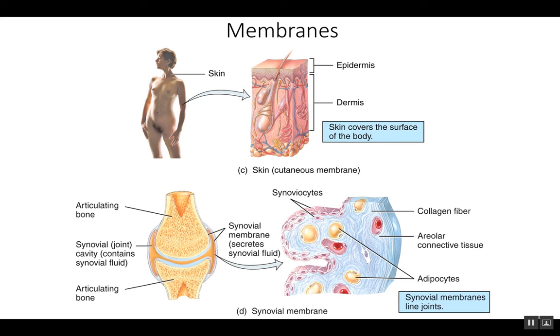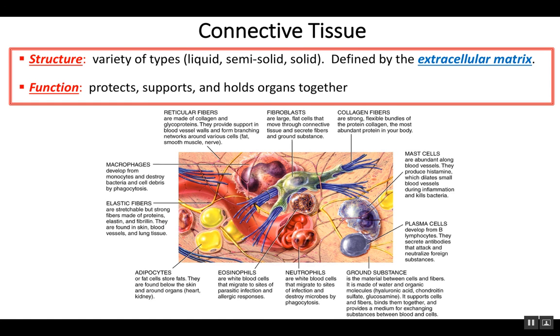There's also the cutaneous membrane, which is your skin. And then there are synovial membranes. Synovial membranes are found in certain joints called synovial joints. The big difference between synovial membranes and the other 3 is synovial membranes are not epithelial tissue. They are actually connective tissue membranes. The next video, we will begin our discussion on connective tissue.